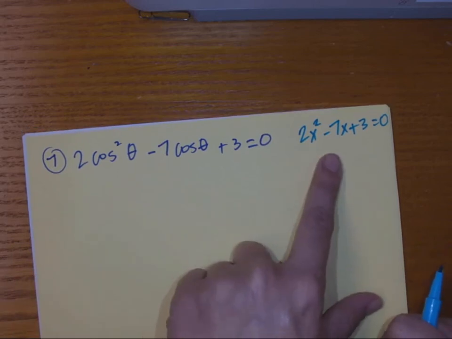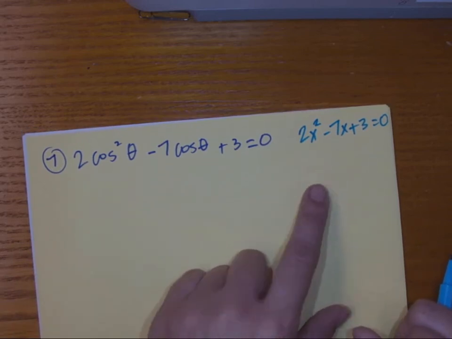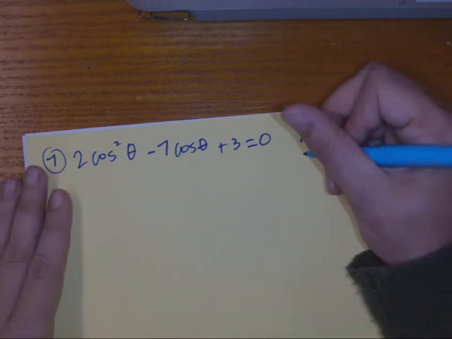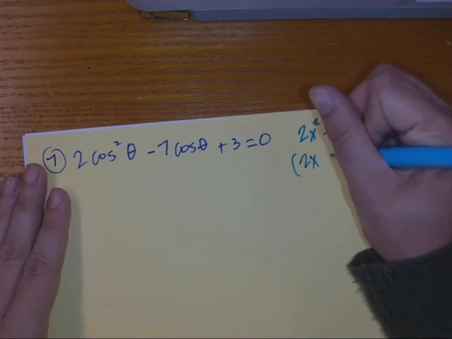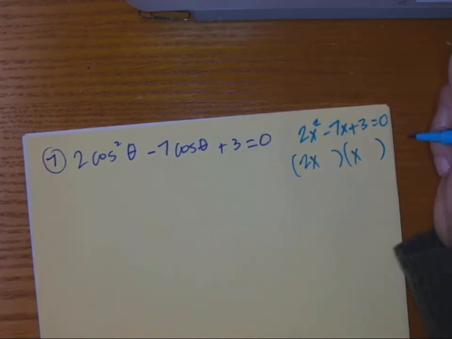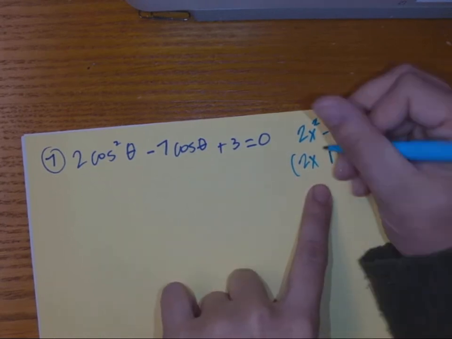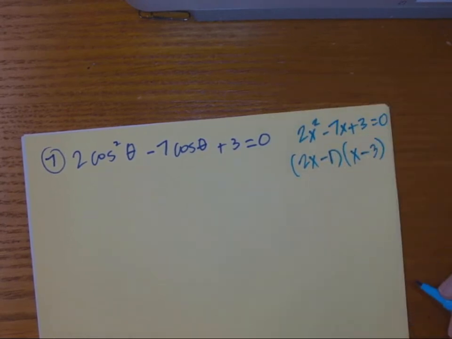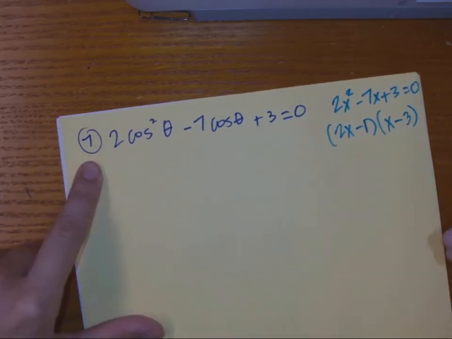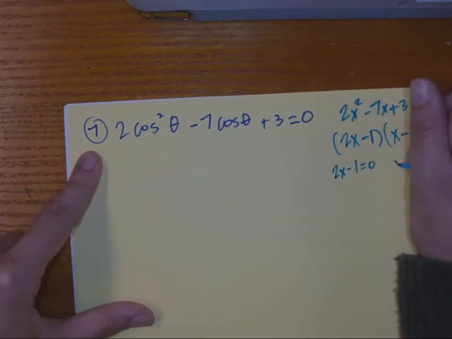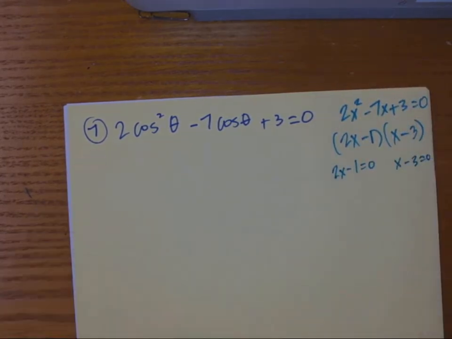What other ways? We could also factor this. So you can factor however you want to. You can guess and check, and you can use AC method. It doesn't really matter. You just need to be able to factor that. So when I go to factor that, that factors into 2x and x. The 3 needs to be here. The 1 needs to be here. And they're both going to be negative. So 2x minus 1, x minus 3. Okay, so the way I solve this is I set both of these equal to 0. 2x minus 1 equals 0. x minus 3 equals 0.